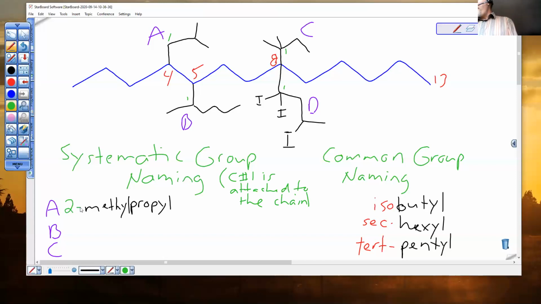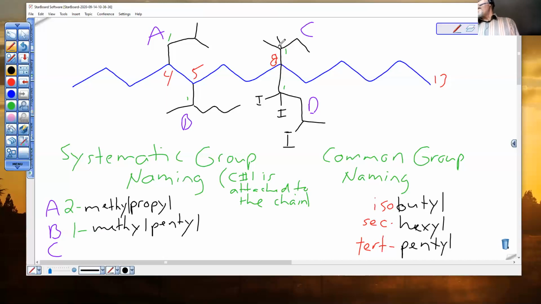In group B, that's on 1. And the longest chain is pentyl. Notice the group name still says 6 carbons. Methyl, pentyl, that's 6, 1 plus 5. This says 6 as well.